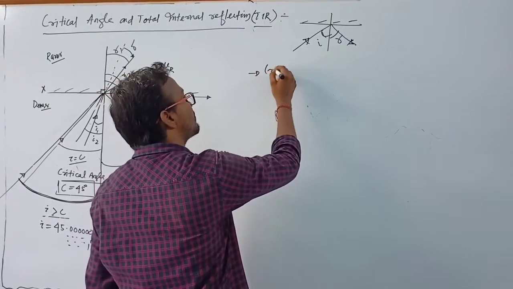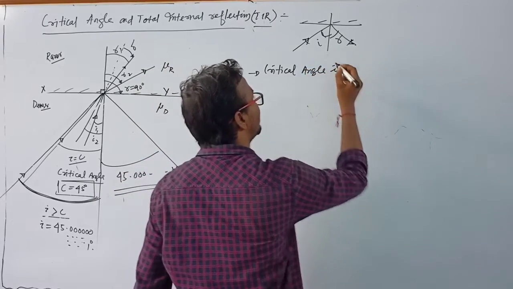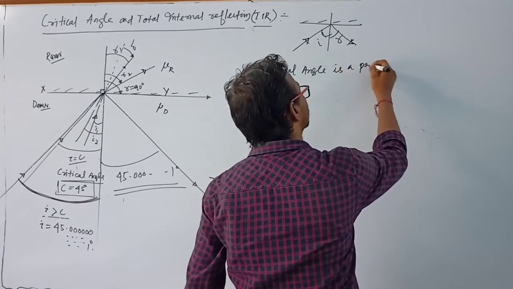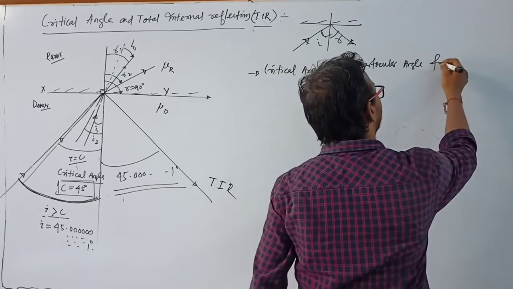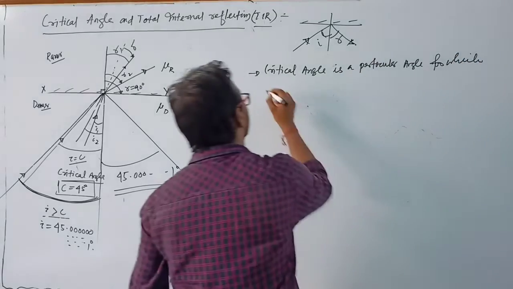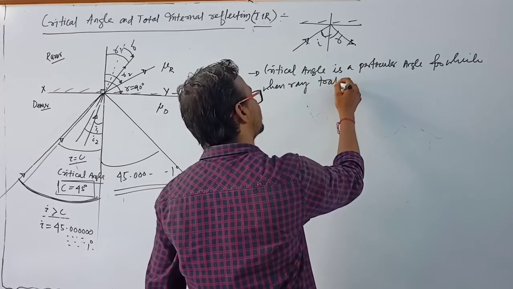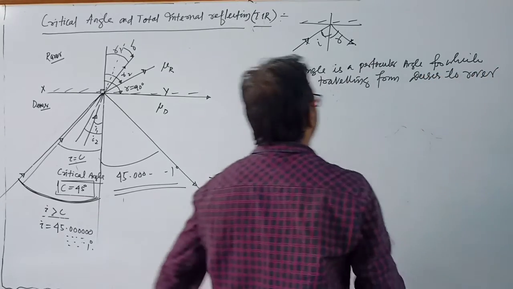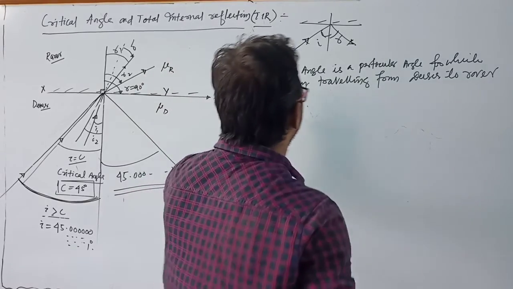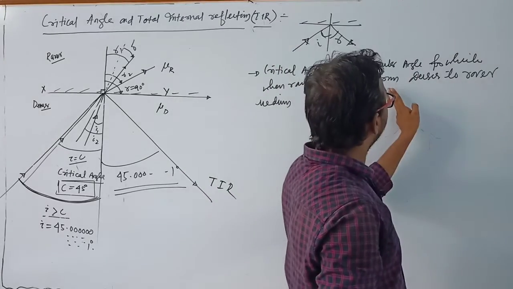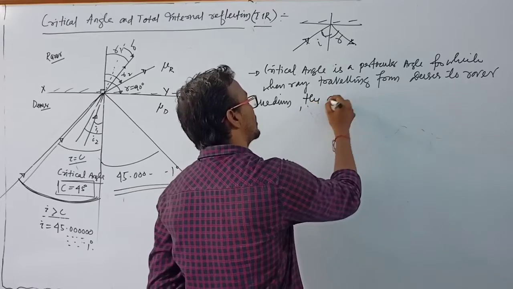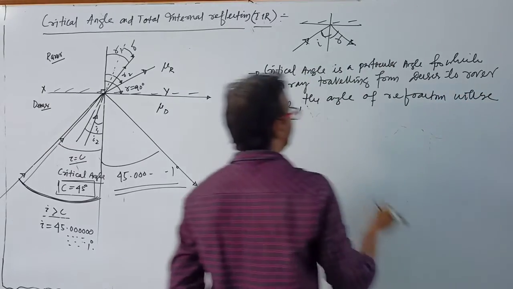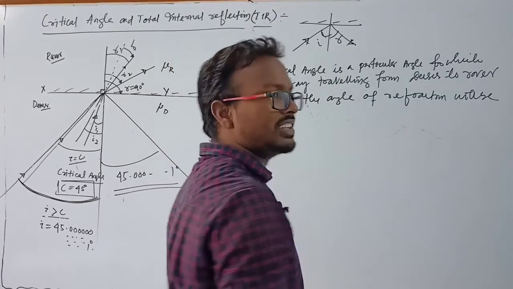So what is critical angle? Critical angle is a particular angle for which, when a ray is traveling from a denser to a rarer medium, the angle of refraction will be 90 degrees. That angle is known as the critical angle.